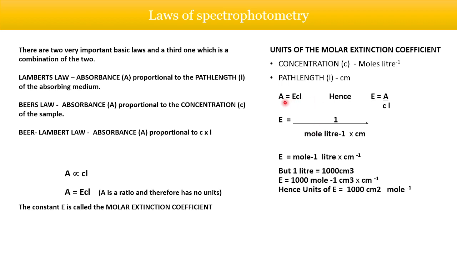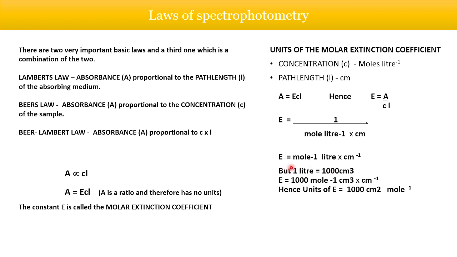So absorbance equals epsilon CL, where epsilon equals absorbance divided by the concentration and the path length. On putting the concentration in moles per liter and the path length in centimeters, we can say that the molar extinction coefficient has a unit of mole inverse liter centimeter inverse. And as we know that 1 liter equals 1000 cubic centimeters, your unit of molar extinction coefficient would be 1000 centimeter square mole inverse.